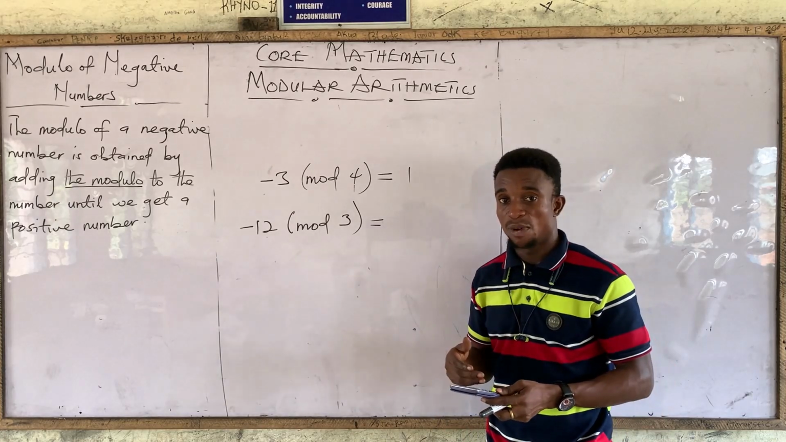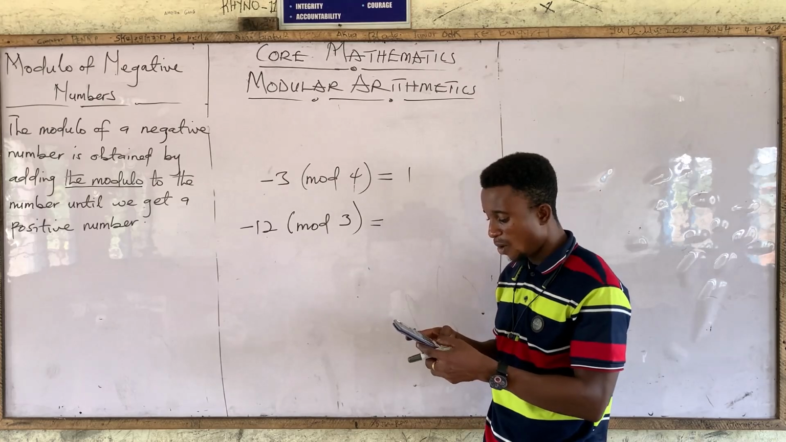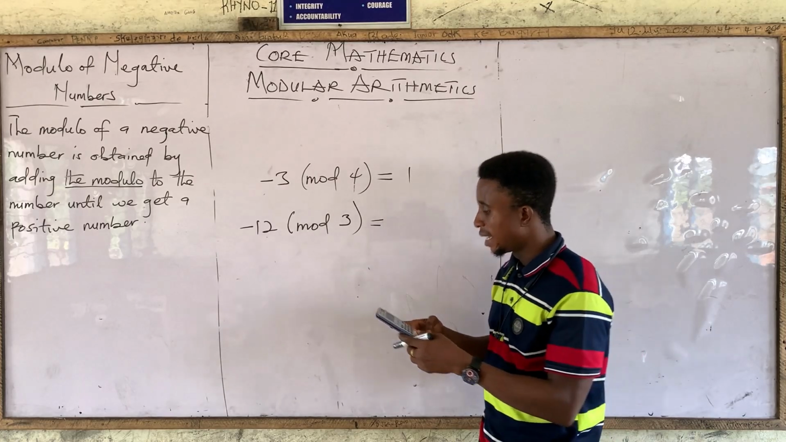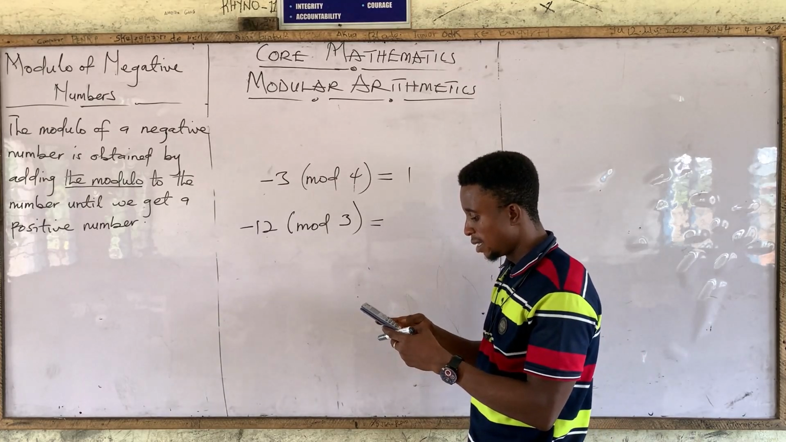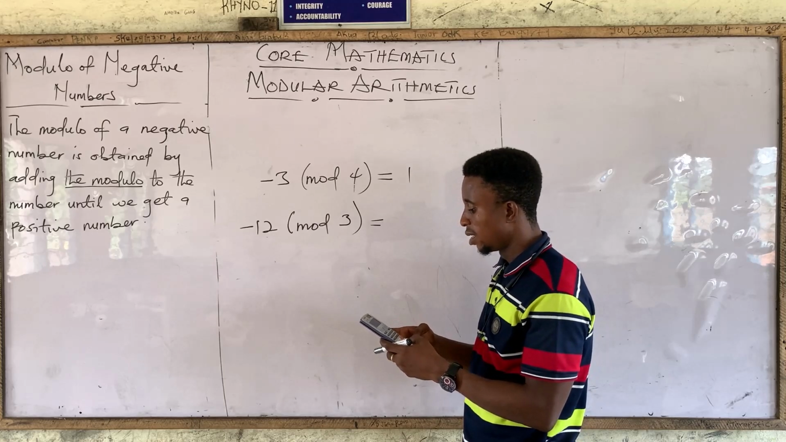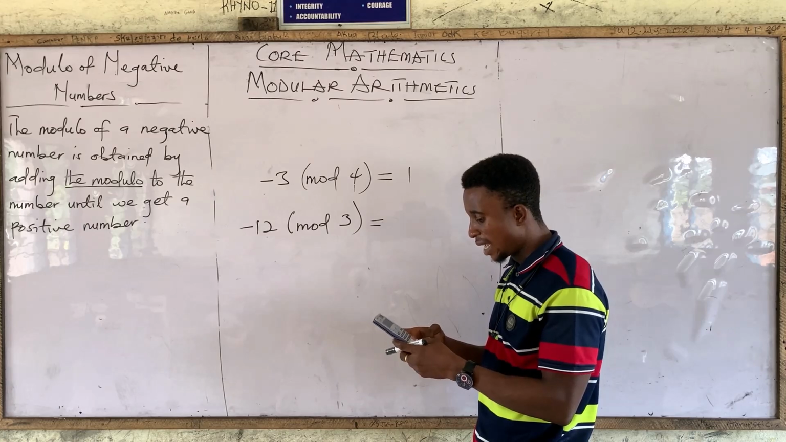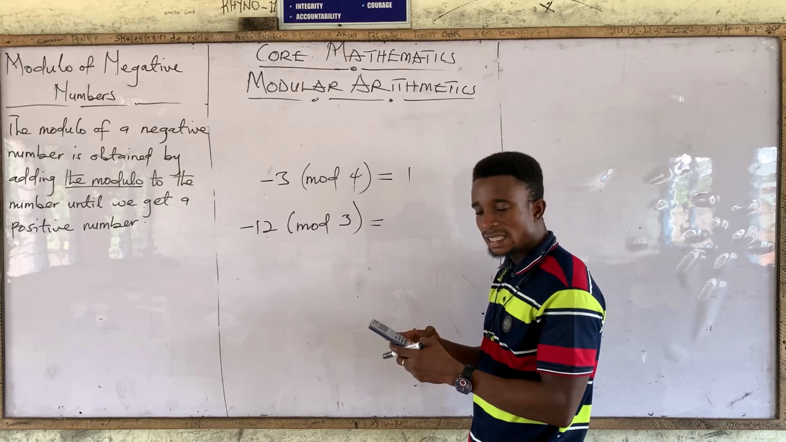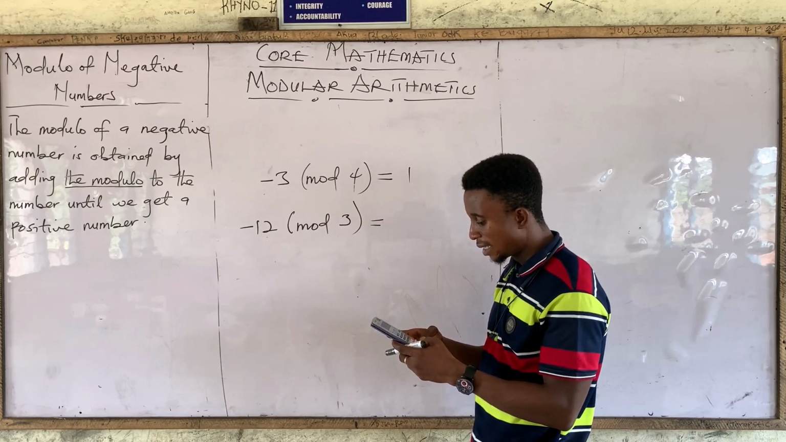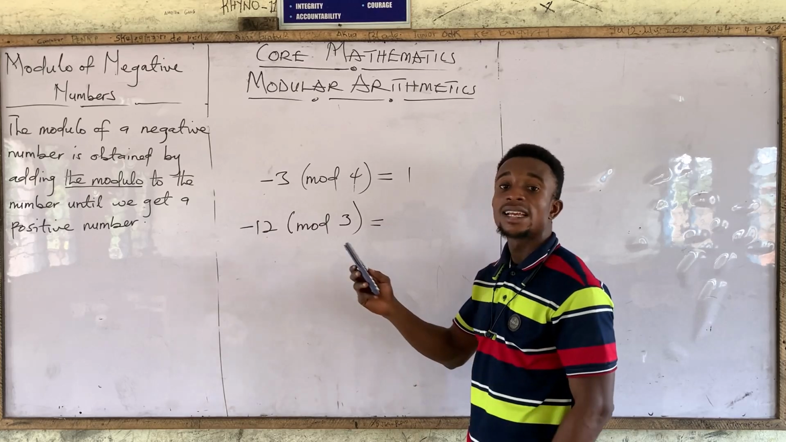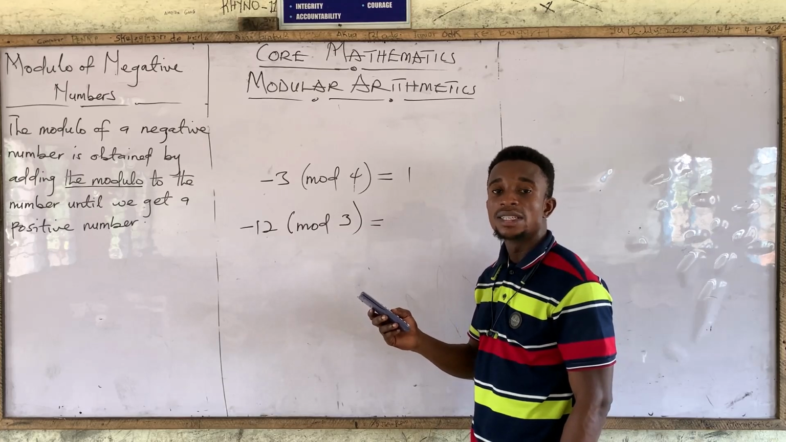So we get a positive number. I have negative 12, then I'll say plus 3. I get negative 9. Then plus 3 again, I get negative 6. Then plus 3 again, I get negative 3. Then plus 3 again, then I get 0. Please, are we getting that?